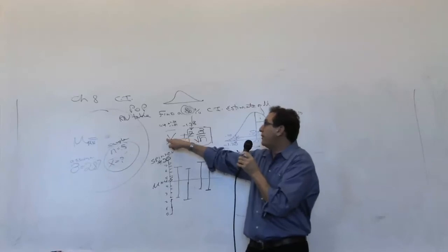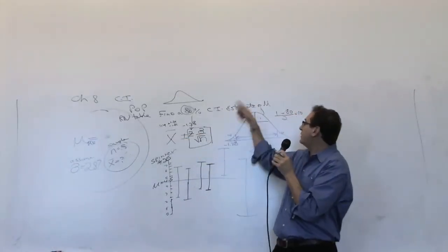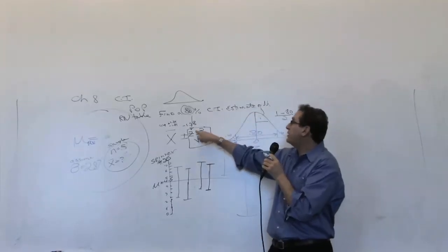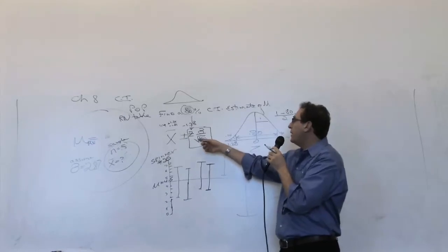Can I change the x bar? No, the x bar is the result of my sample. Can I change the z? No, that's the result of the percentage of confidence. Can I change the sigma? No, that's given to me. So what can I change? I can only change the n.